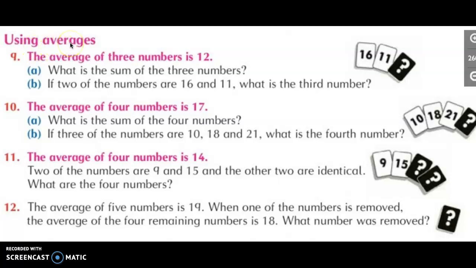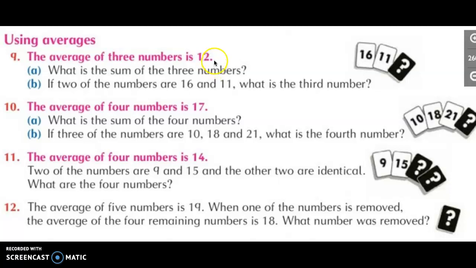Today for your work you're going to be doing some written questions using averages. Okay? So you have to listen very carefully as we go through these. Number 9. The average of three numbers is 12. What is the sum of these three numbers? When you see the word sum, it means add. So when you add these three numbers together, what do you get?